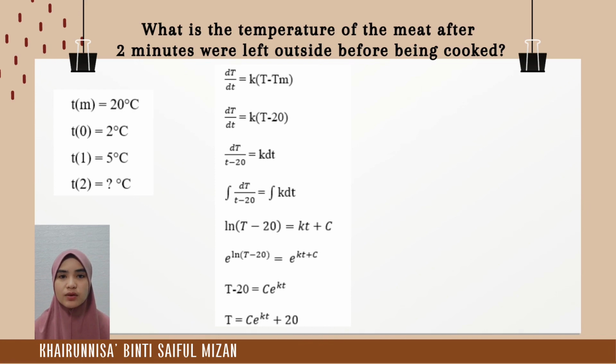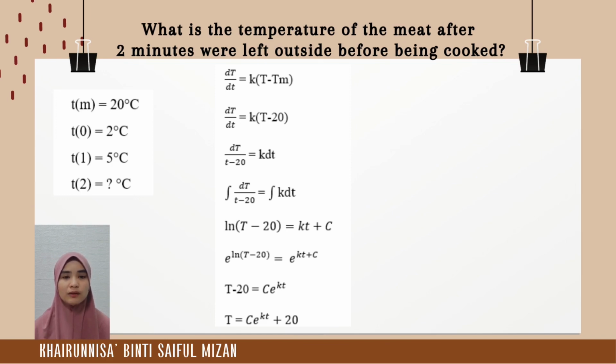The rate of change of the temperature is dT/dt equal to k(T minus Tm). But in this case, our Tm is 20, so it will be k(T minus 20). We write it as dT over (T minus 20) equal to k dt. Then we integrate both sides, and it will be ln|T minus 20| equal to kt plus c. We use the exponent on both sides to remove the ln, and then we get T minus 20 equal to ce to the power of kt.